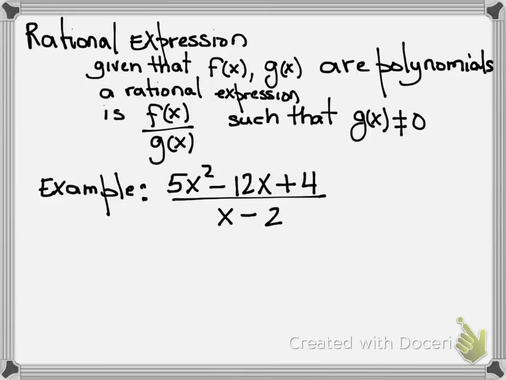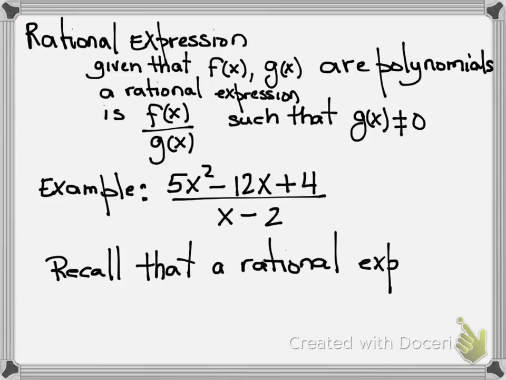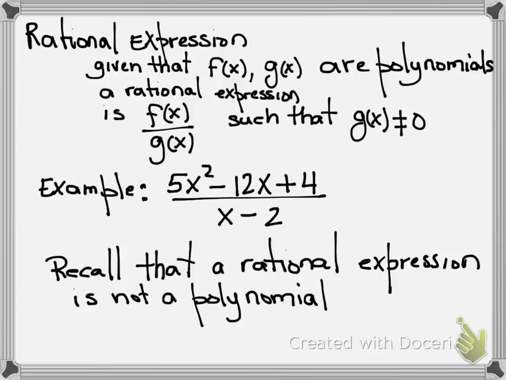Ladies and gentlemen, what I want you to recall is the fact that a rational expression with a variable in the denominator is not a polynomial. The numerator is a polynomial in its own right. The denominator is a polynomial in its own right. But together, since it is a fraction where you have a variable on the bottom, the expression together is not a polynomial. It is a rational function or expression.